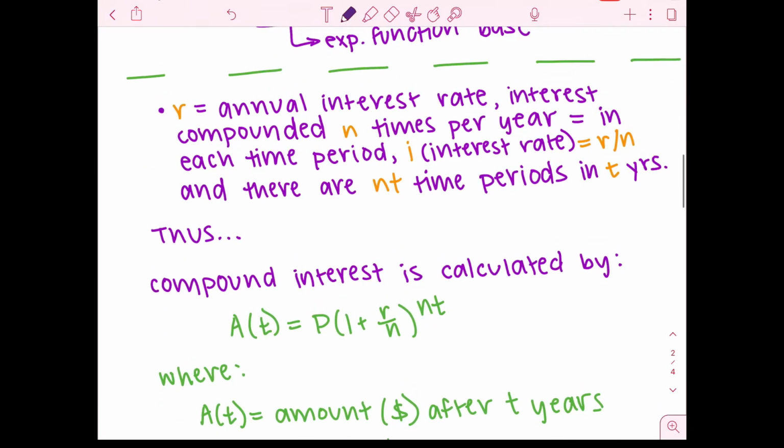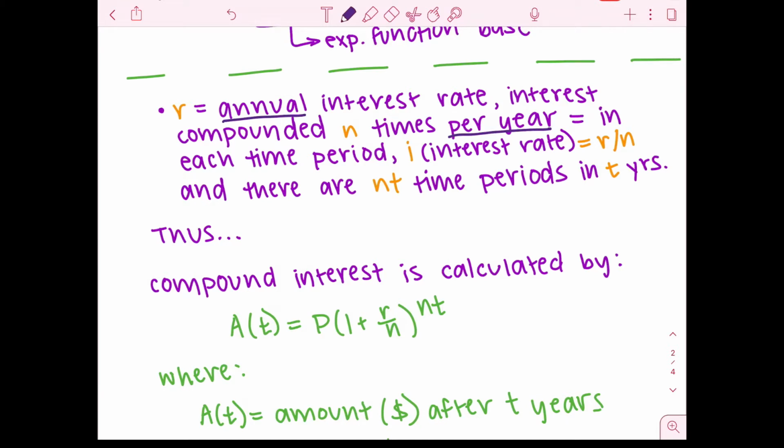Okay, so we are introducing R, which is the annual interest rate. So the annual interest rate is going to be a percent again. And then our N is going to be the amount of times interest is compounded per year. So annual also means yearly, so our yearly interest rate. And N is the amount of times the interest is being compounded per year. So how many times in 1 year is our interest being compounded? It can be any time from once a year to twice to 4 times to even daily.